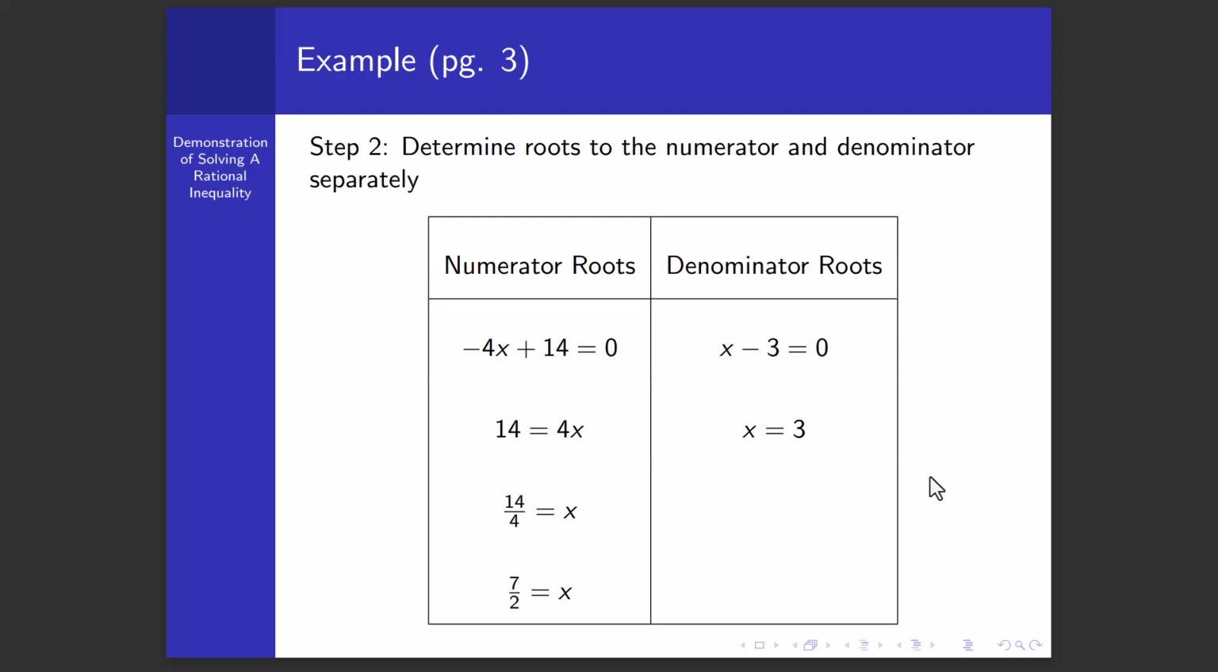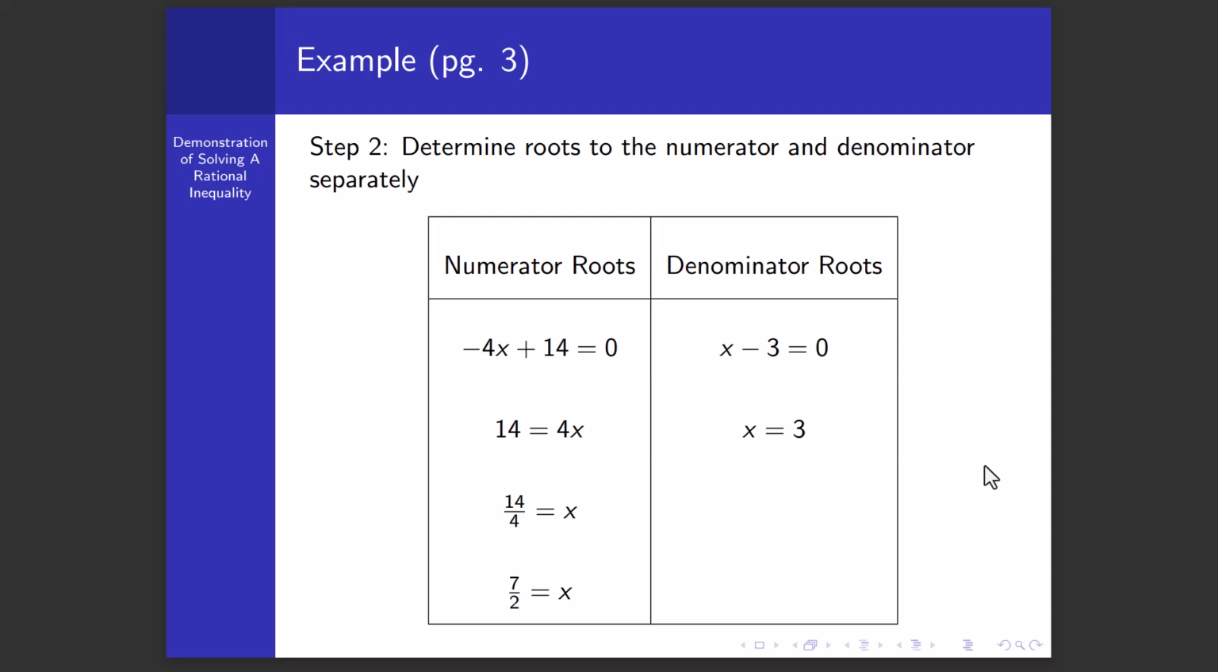Our second step is to determine the roots to the numerator and denominator separately. These are the critical numbers. So we set the numerator equal to 0 and solve. This is a linear equation, so we add 4x to both sides, divide both sides by 4, and then reduce the fraction down to 7/2. So one of our critical numbers is 7/2. That's going to be the root to the numerator.